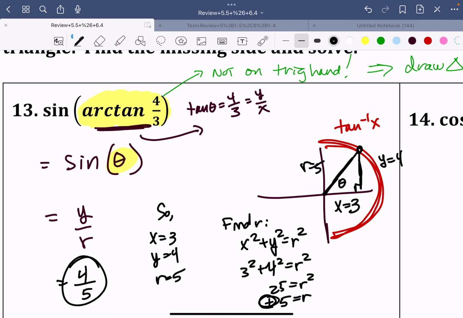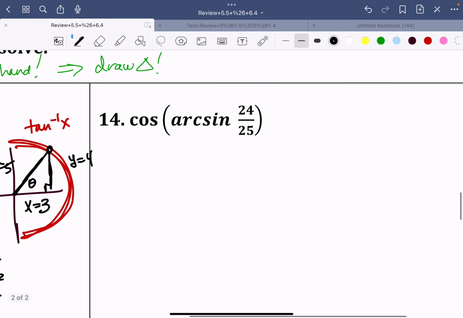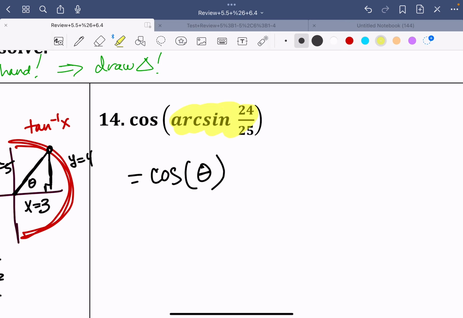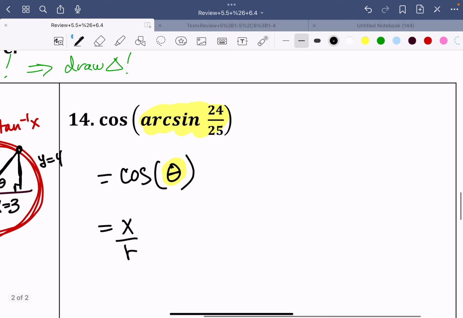Okay, all that work I think is important. So now let's do arc cosine of 24 over 25. So that's going to give us some angle. Then we want to take the cosine of that angle. So let's go find out more about our angle. Specifically, if cosine is x over r, I need to know x and r. Well, this in yellow is just telling you that the sine of your mystery angle theta is 24 over 25, where that's r, and this is y.